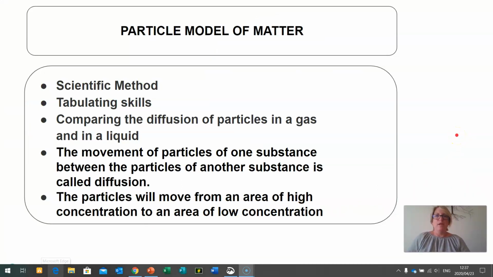Our topic for the lesson is going to be the particle model of matter, but we're actually focusing on scientific method with particular reference to learning tabulating skills. You are going to be comparing the diffusion of particles in a gas and in a liquid, and we're going to have a look and confirm our understanding that the movement of particles of one substance between the particles of another substance is called diffusion, and that particles move from an area of high concentration to an area of low concentration.